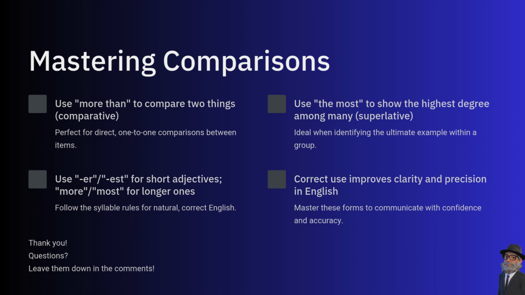Use "the most" to show the highest degree among many. Superlative: ideal when identifying the ultimate example within a group. Correct use improves clarity and precision in English. Master these forms to communicate with confidence and accuracy.